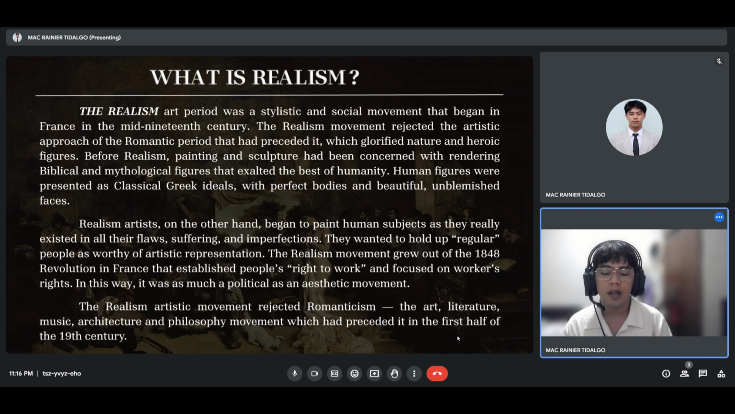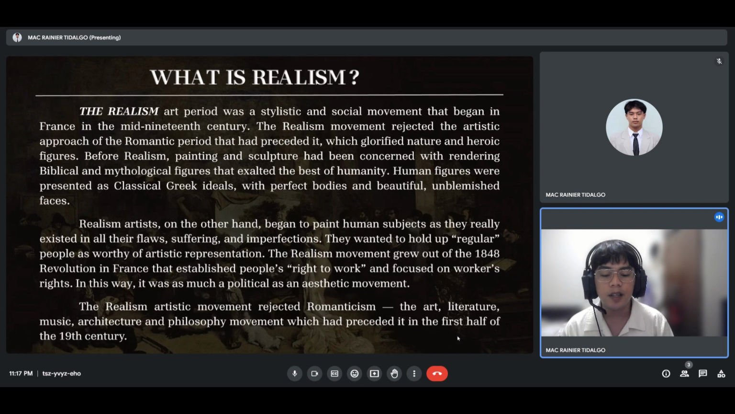So, after the Romantic period, the realism period takes place, where it started in France, and as we all know, the Romantic era gave so much attention to nature and heroic figures, but realism emerged to reject this Romantic era. Realism artists, on the other hand, began to paint human subjects as they really existed in all their flaws, suffering, and imperfections. They wanted to hold up regular people as worthy of artistic representation.